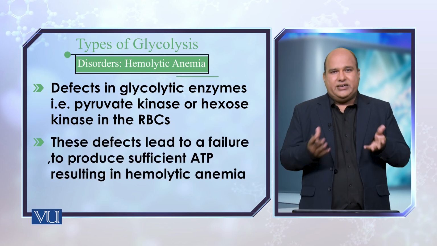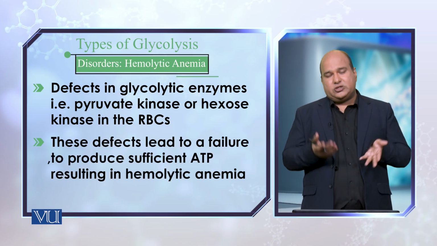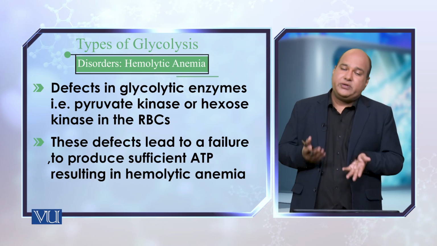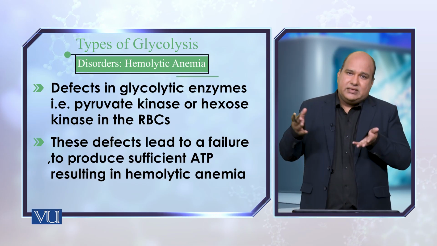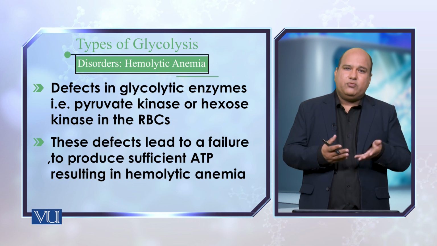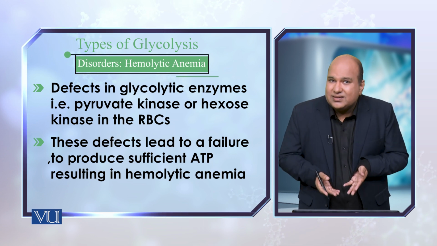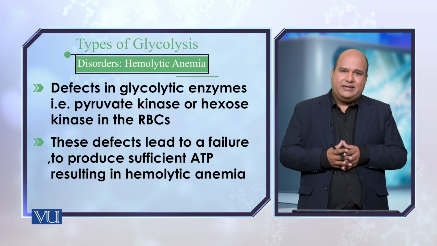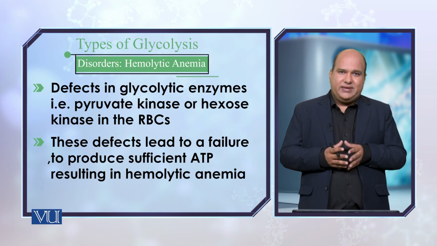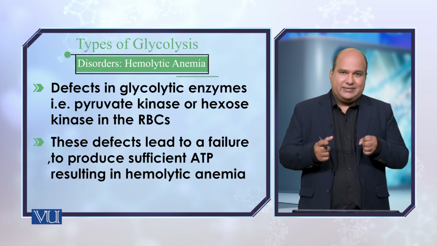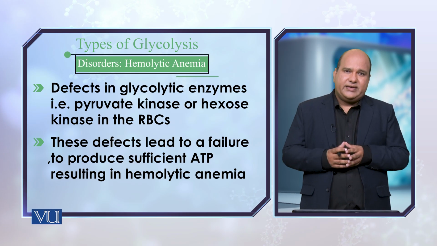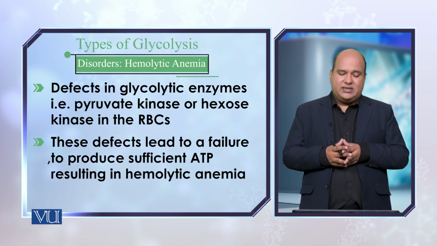This defect leads to, of course, the failure in the production of ATP. जब ATP ही नहीं पैदा हो रहा, what will happen when ATP is not being produced? The cells will not be able to do what they are doing. And what are RBCs doing? They are carrying oxygen. That's why these patients will then face anemia. They will face a lack of oxygen. They will face the bursting of their red blood cells, loss of their red blood cells, and so on.